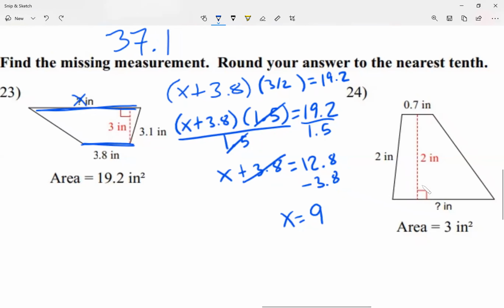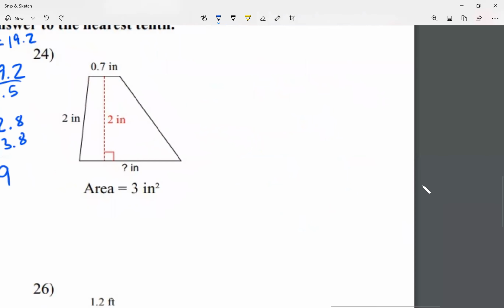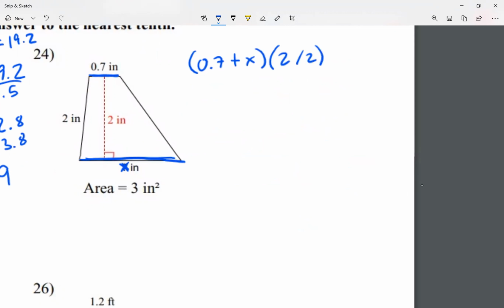Take a look at question number 24. My bases are 0.7 and x. Remember the question mark, I call it x. The two bases are the two sides that are parallel. So I know I have to go 0.7 plus x because I have to add my bases. I have to multiply this by 2 divided by 2, height divided by 2. You guys can see the height is 2. And this is going to equal the area. I know the area is 3.